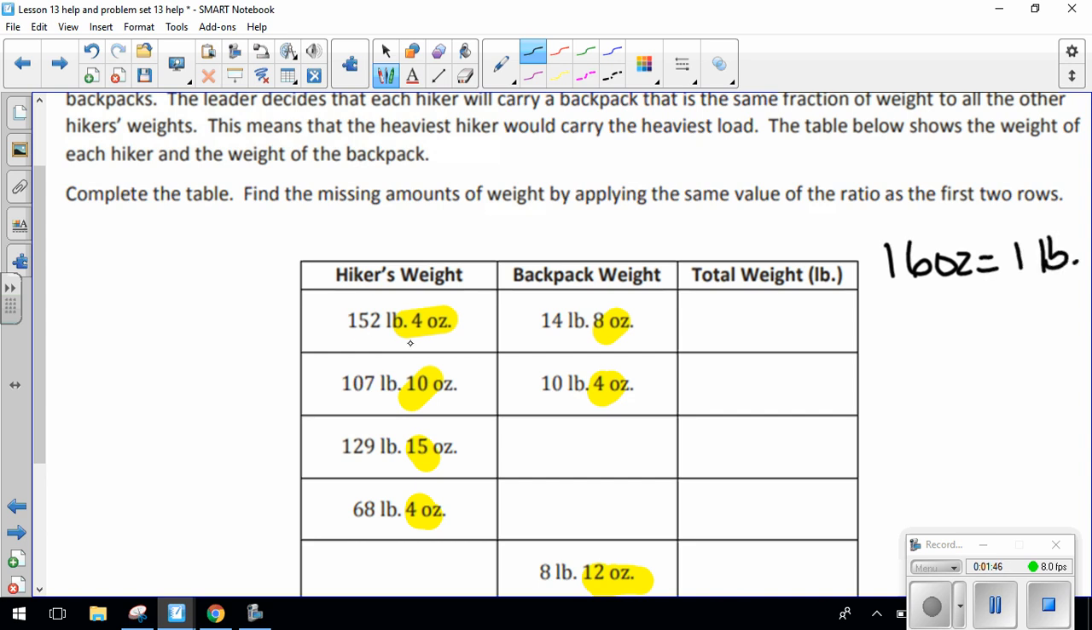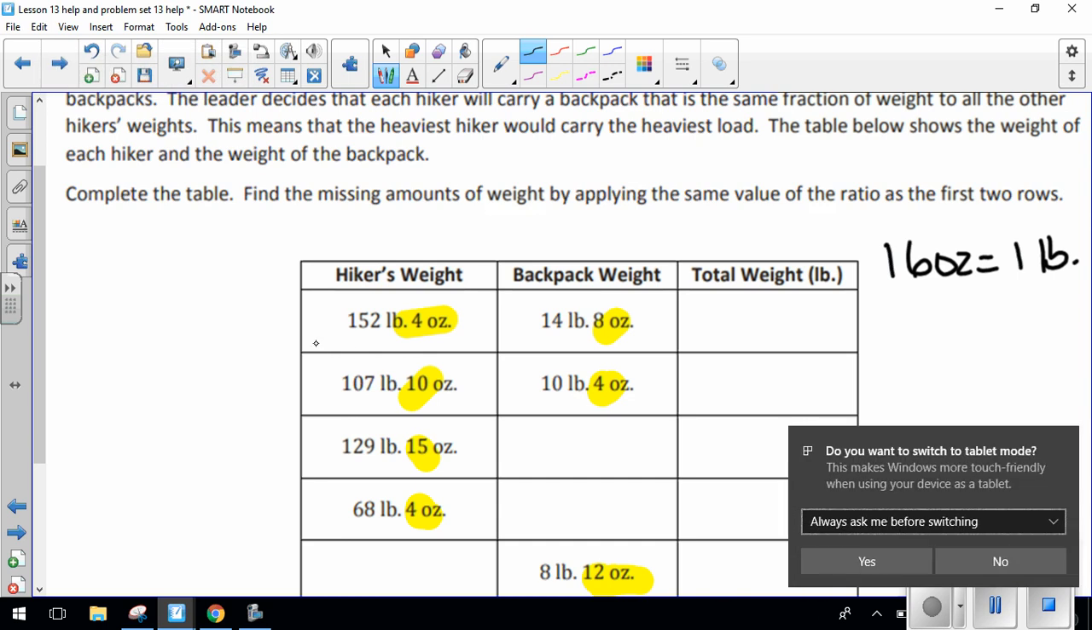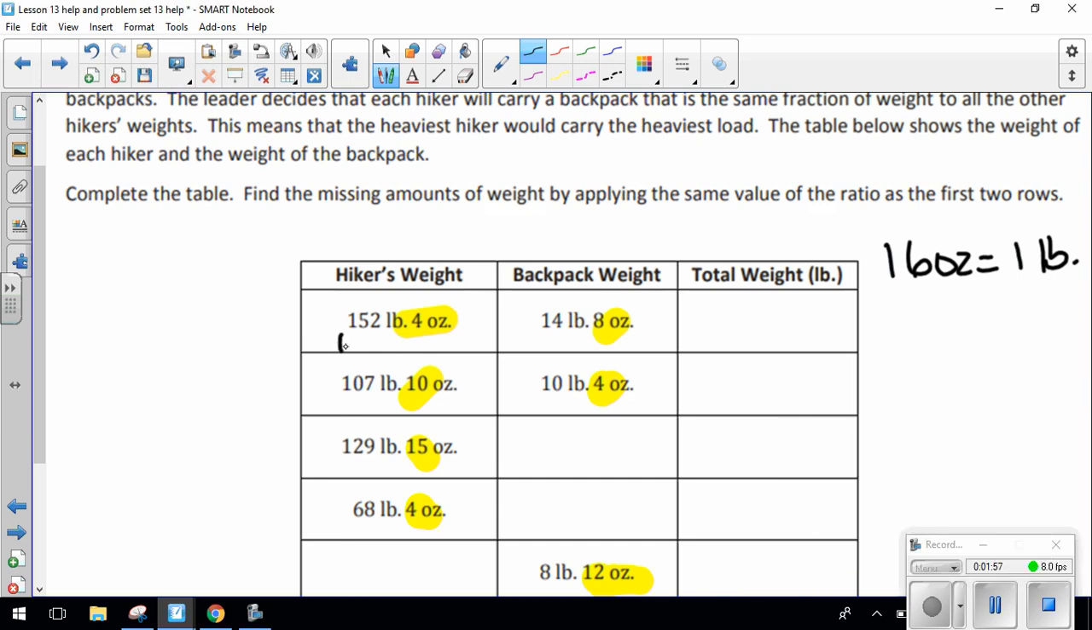So this 152 pounds and 4 ounces is going to become 152, and this will be 4 over 16. And I'm going to reduce that. You don't have to reduce it. You can keep it 4/16, but I just simplified it to 1/4. This 14 pounds, 8 ounces: the 8 ounces would be 8 out of 16, and when you reduce, I get 14 1/2.